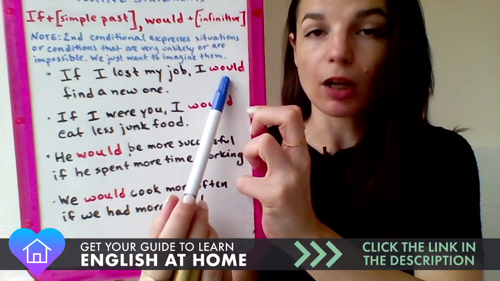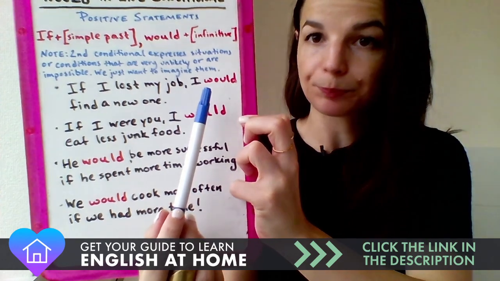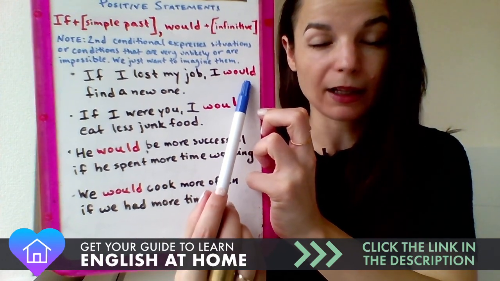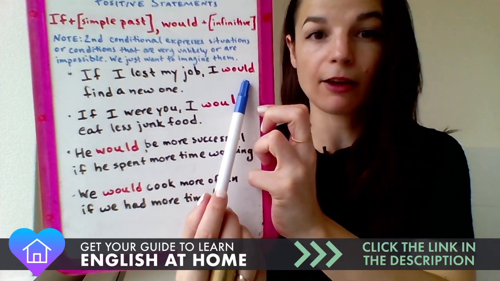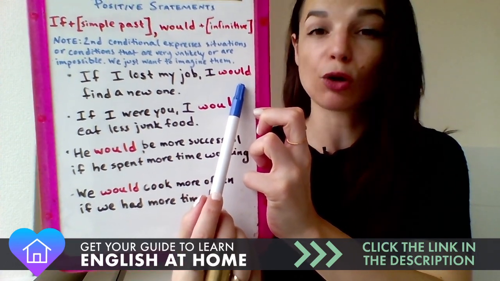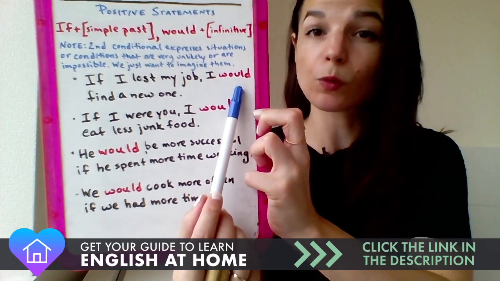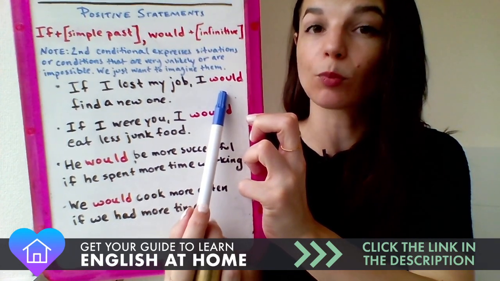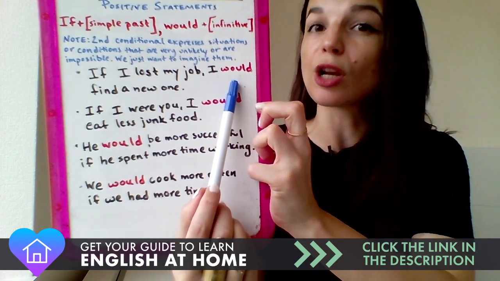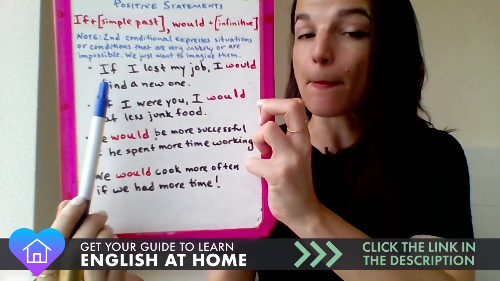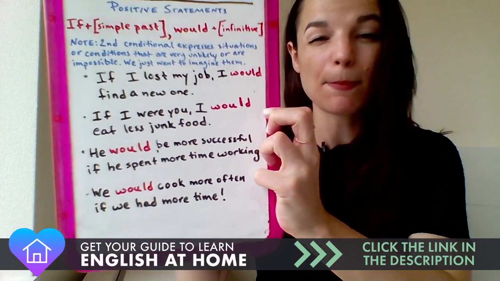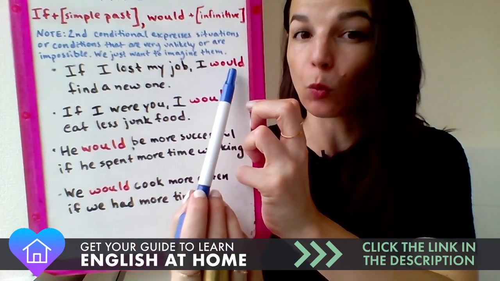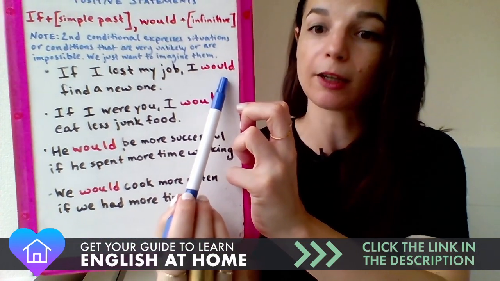I want to mention a very common mistake in these sentences. Sometimes learners use will here, and will is incorrect. If I lost my job, I will find a new one is incorrect. You cannot use will instead of would in this situation. We use would to express unreal things, things that are not real. And this is an imagined situation. We're just imagining the possibility here. So we cannot use will in this sentence. Please use would here. Okay?